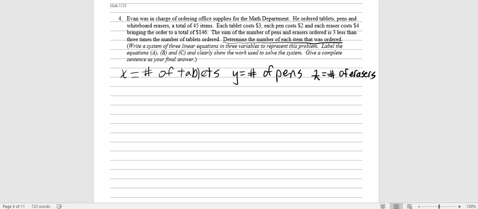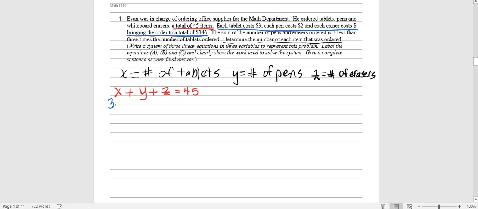Now, one important piece of information is that he ordered a total of 45 items. So that means the number of tablets added to the number of pens added to the number of erasers equals 45. Then I'm told that each tablet costs $3, pens cost $2 each, erasers are $4 each, and the total value of the order is $146.